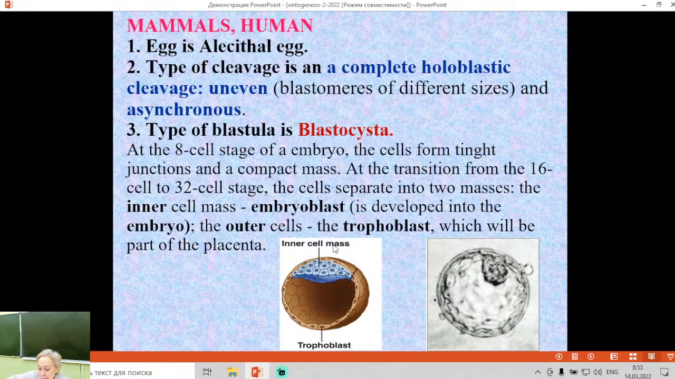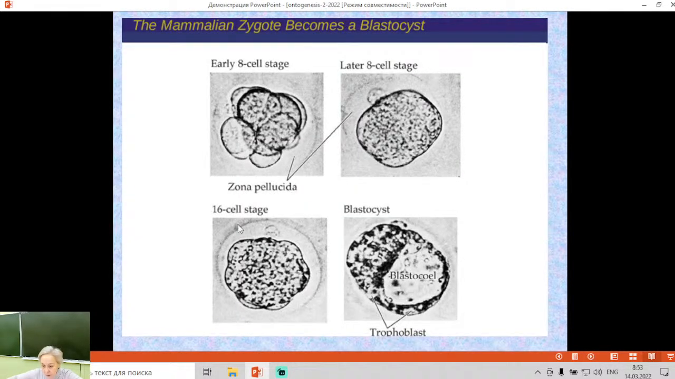So, the blastocyst consists of two structures: the outer layer, the trophoblast, which will form the placenta, and the inner cell mass, the embryoblast, which will develop into the embryo. It's an electron micrograph of a human blastocyst. And you see the process of formation of the blastocyst.